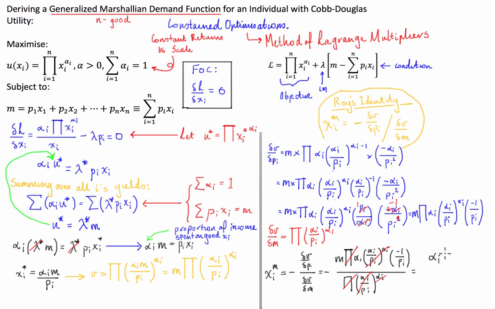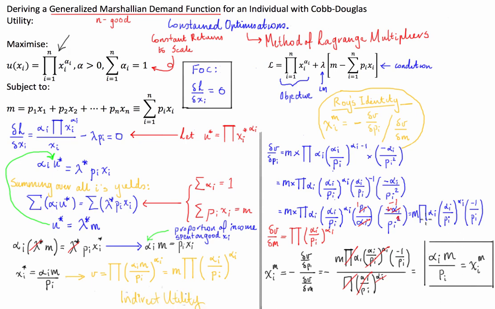alpha I m divided by pi. So we can see, now I'll just write this is equal to our xi, our Marshallian demand. So we can see, guys, that our Marshallian demand, our generalized Marshallian demand for any good xi is going to be related to this elasticity parameter times our income divided by the price of that particular good.